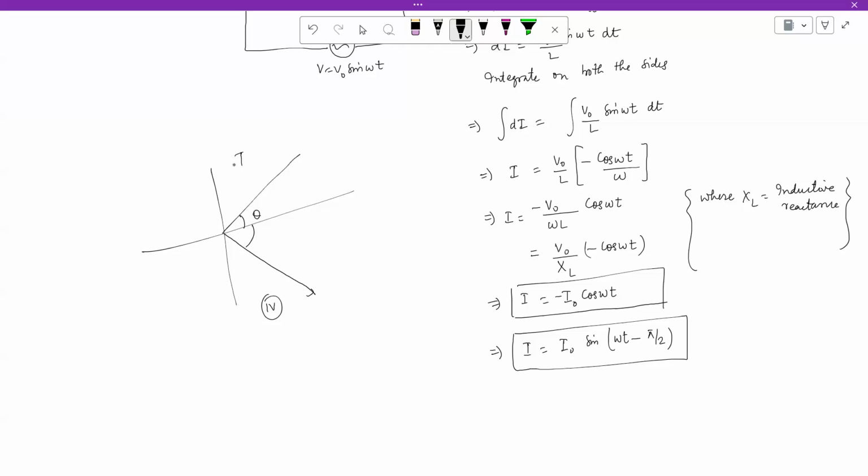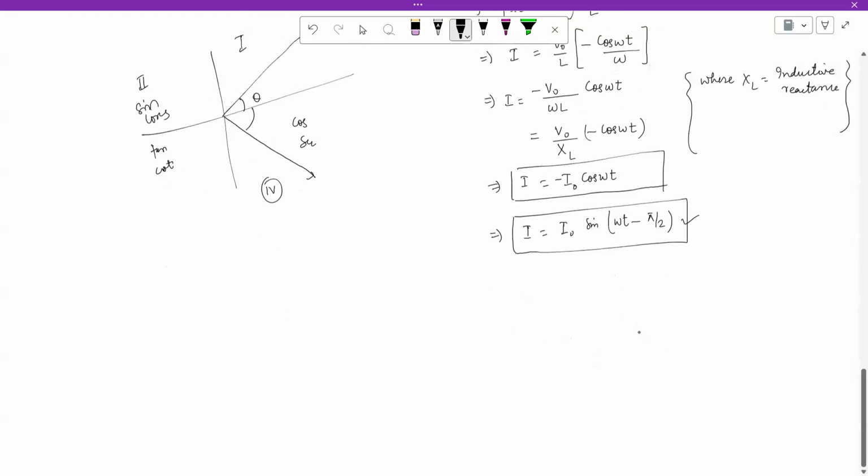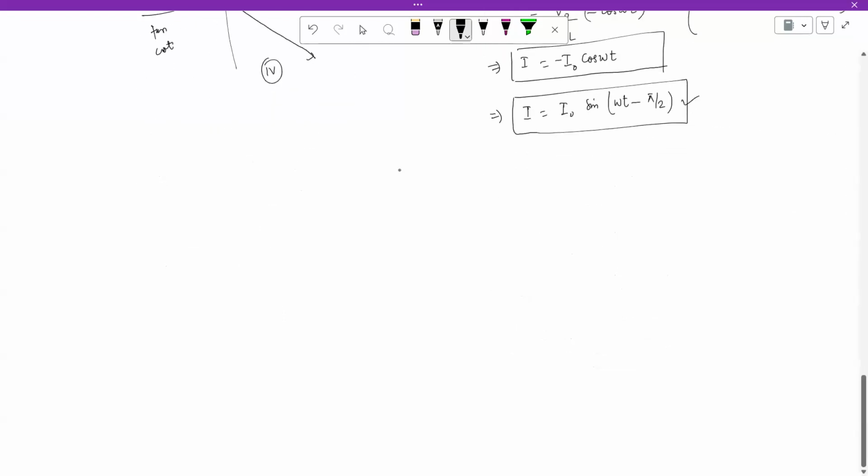In the first quadrant, all are positive. In the second quadrant, sine is positive. Then this is tan and cos, and this is cos and sec. So in the fourth quadrant, sine is negative. So you'll get minus cos omega t, right? So this would be the answer. Clear? Yes, sir.